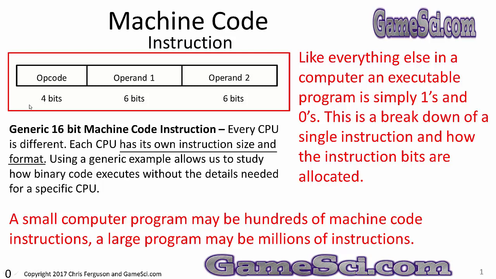We're going to break the instruction down into three parts. There is a 4-bit opcode, or operation code, a 6-bit operand 1, and another 6-bit operand 2. Totaled together, it's a 16-bit machine code instruction.